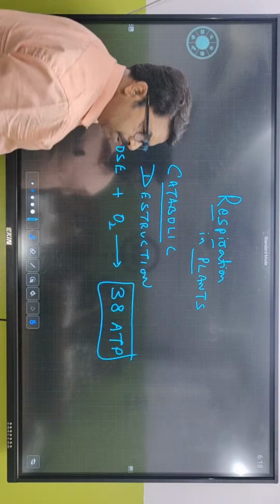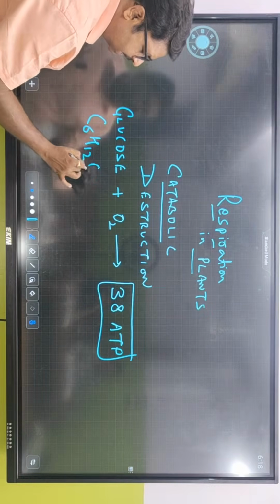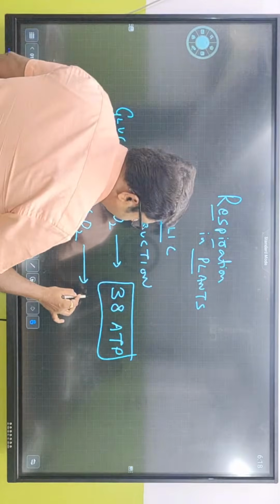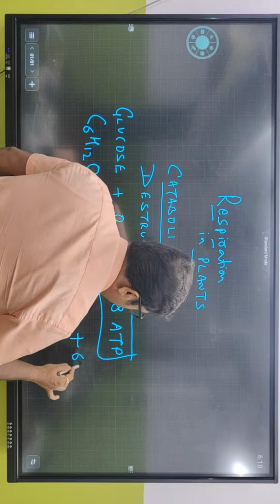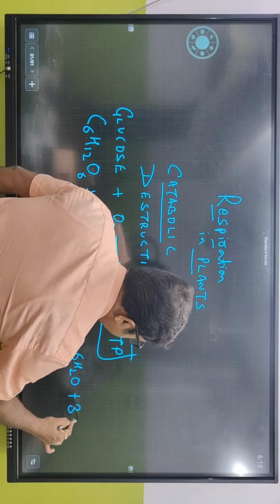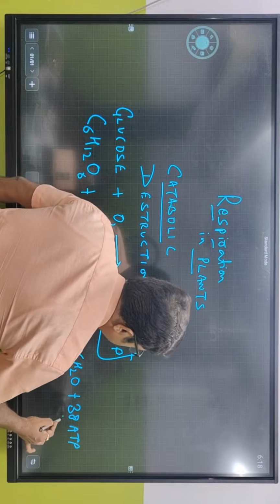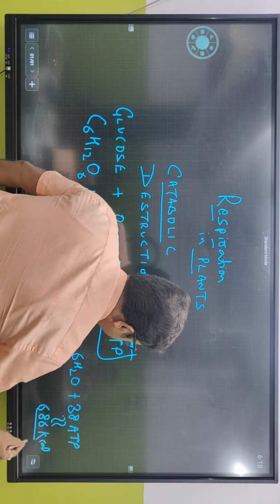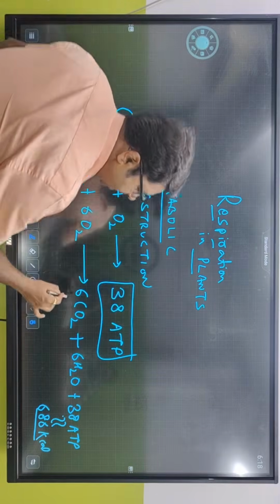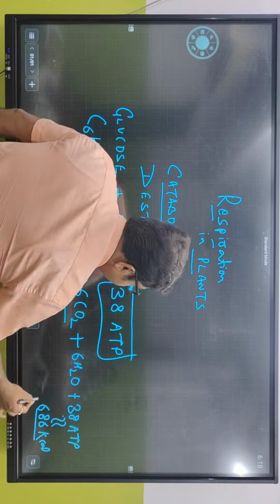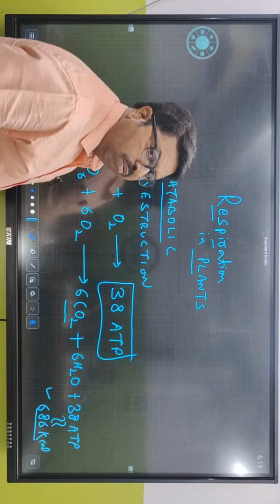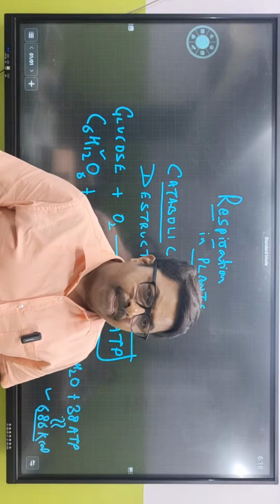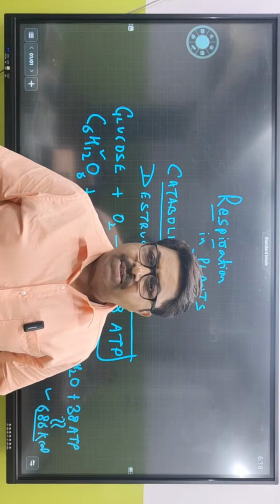So what is the chemical equation? The chemical equation is C6H12O6 plus 6 molecules of O2 will fetch you 6 carbon dioxide plus 6 molecules of water plus 38 ATP molecules, which is also equal to 686 kilocalorie of energy. That means by breaking down glucose, we release carbon dioxide. At the same time, we get 686 kilocalorie of energy, which is very much needed for our body's metabolism.